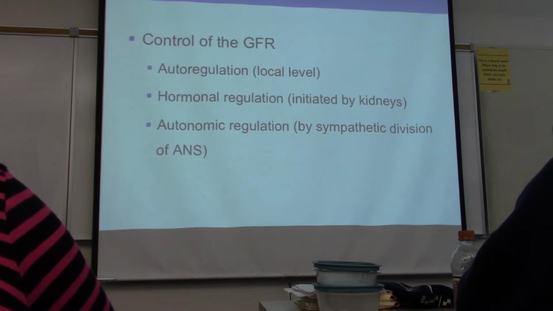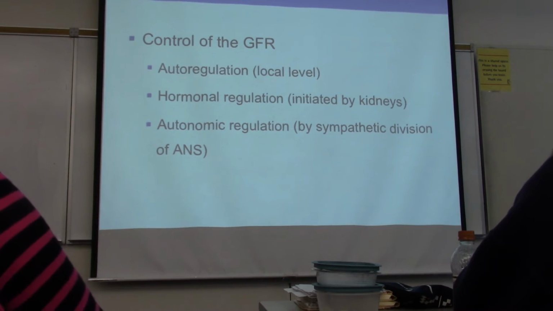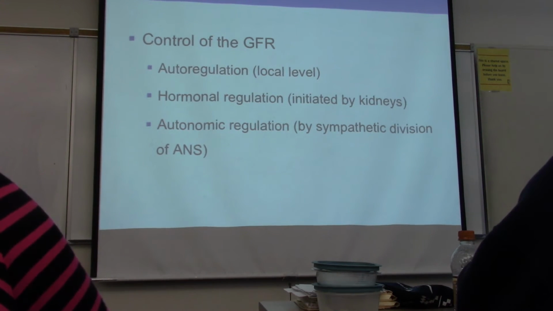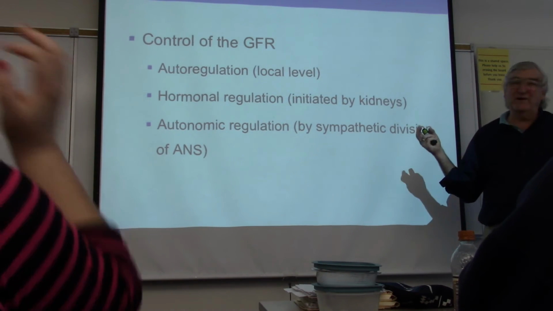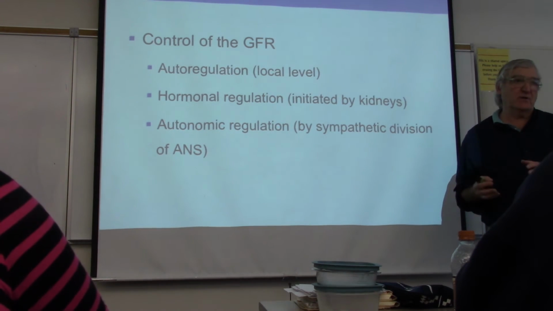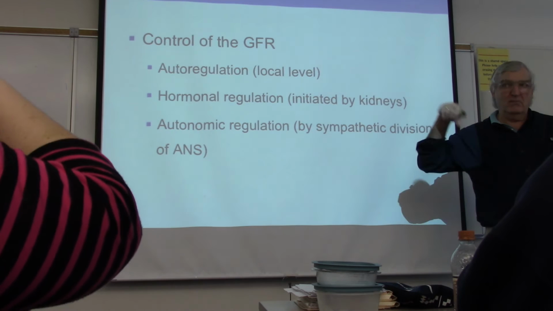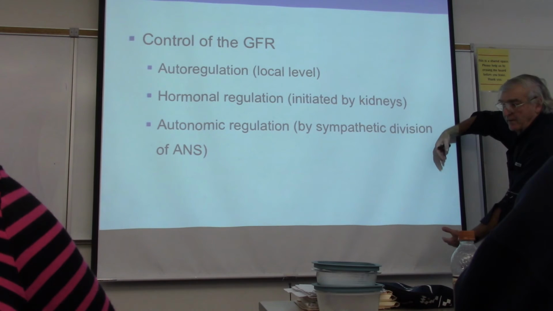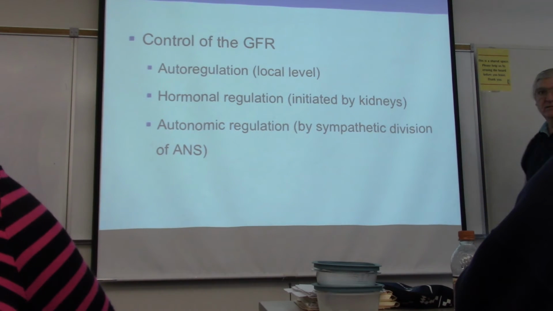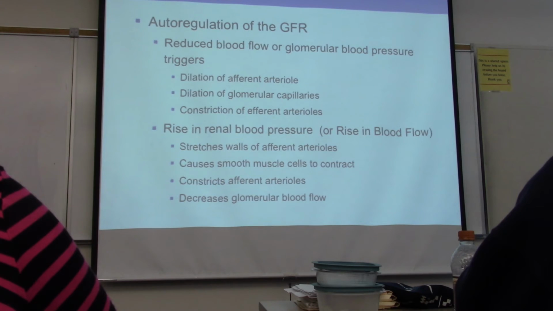We have several ways we control it. One is auto-regulation at the local level. Our hormones are released. Those hormones basically are renin and EPO, right? And we also have autonomic regulation by sympathetic division of the ANS, the autonomic nervous system. So what do you think sympathetic stimulation does to GFR? Goes way down. That's right, because it basically makes the big pipe going in turn into a little pipe. That's why you don't make much pee when you're running marathons, as I told you before also.